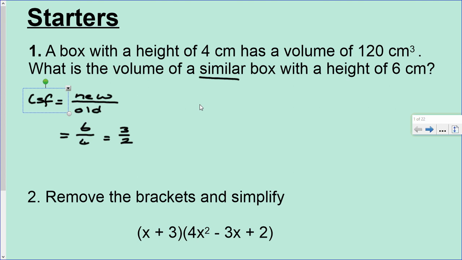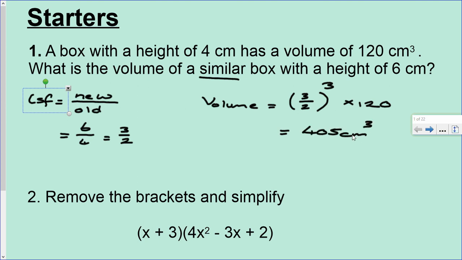Remember, in general here it doesn't matter if you simplify. I'm just going to do so for completeness because we want to get used to always simplifying where possible. So we want to find the volume of the similar box. So we're going to do 3 over 2, which was our length scale factor. But because we're looking for the volume, we need to remember to cube that, and then times by our old volume, which is 120. And then if I throw that in my calculator, I'm going to get 405 centimeters cubed. And that's your final answer.